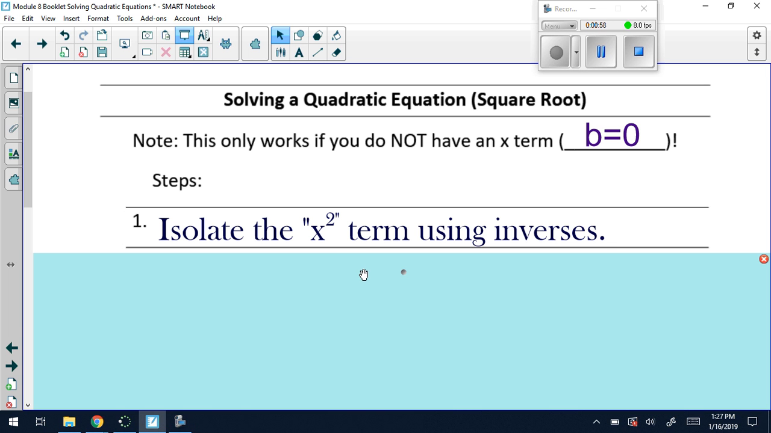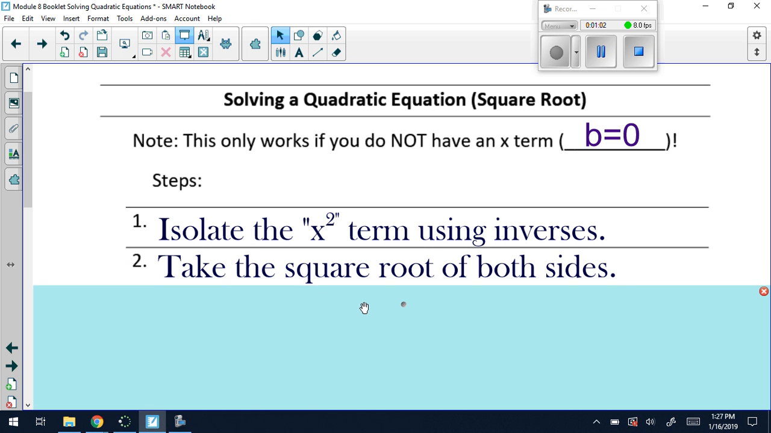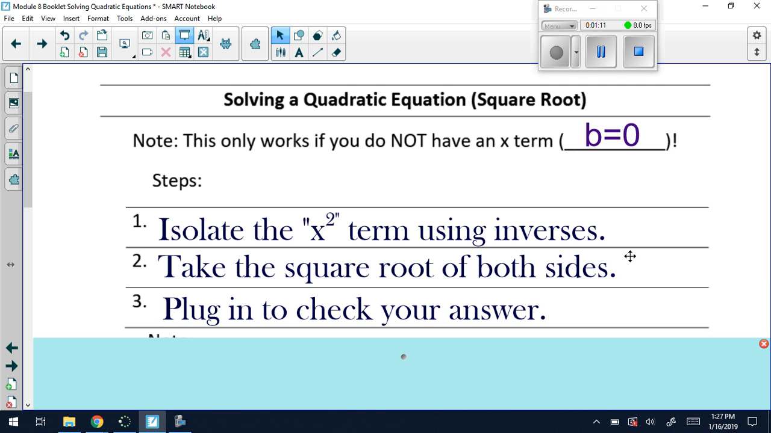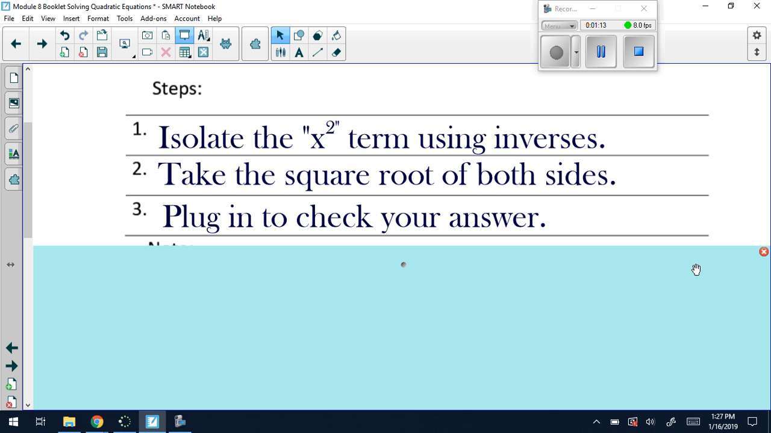So inverses: addition and subtraction are inverses, multiplication and division are inverses, and then we'll take the square root, because squaring and square rooting are inverses. And then, if we can, we're going to plug in to check our answer. Sometimes the plugging in is going to be a little bit above our skill level, and in those cases we'll just double check our work to make sure we didn't make any mistakes.